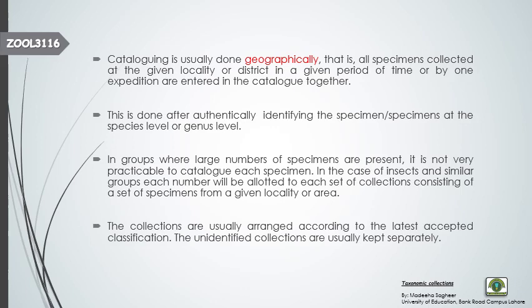The collections are usually arranged according to the latest accepted classification. Science changes every day, right? So we catalog the collection according to the latest acceptable classification, not the prior one. The latest, authentic classification of taxonomy is what we arrange the specimens according to. What happens to unidentified specimens? They could be kept separately. They won't be part of our catalogs.